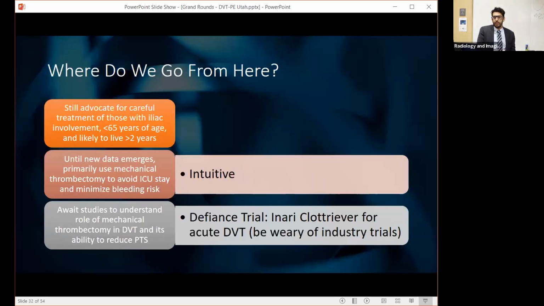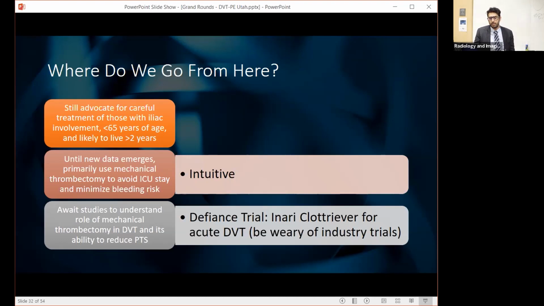So, where do we go from here? I still advocate for careful treatment. Obviously I'm very passionate about this, but I will treat primarily patients who have iliac or IVC involvement, who tend to benefit more. So they're younger than 65, or have a realistic prognosis that they would benefit from a reduction in PTS, which means that they hopefully will have a prognosis greater than 2 years. And until new data emerges, at least for me in the DVT space, I use mechanical thrombectomy to avoid the ICU stay and minimize bleeding risk.